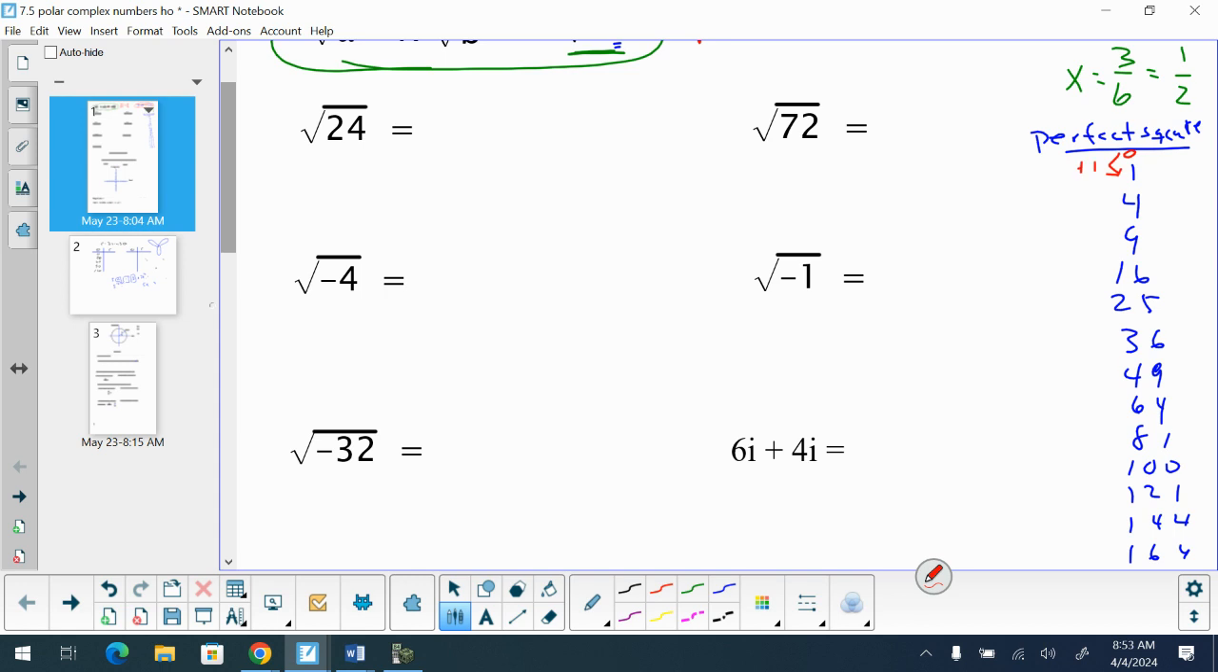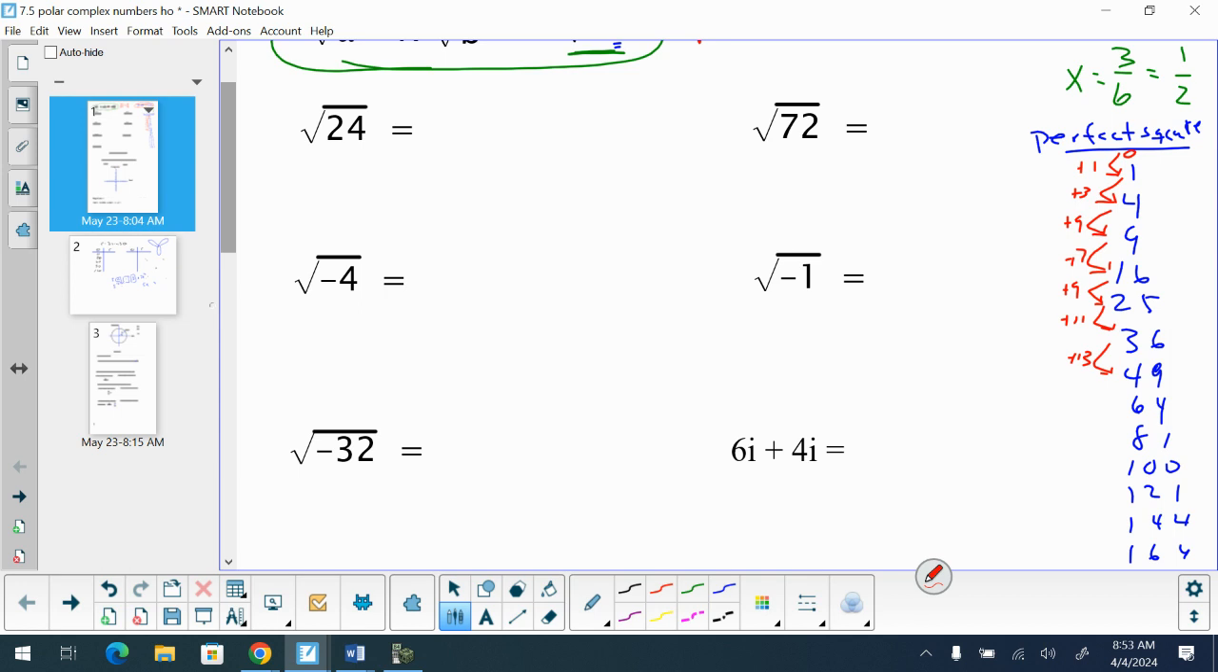To go from 0 to 1, I would add 1. From 1 to 4, we would add 3. 4 to 9, we can add 5. 9 to 16, we can add 7. 16 to 25, we can add 9. 25 to 36, we can add 11. Then 13. And I can continue that on indefinitely.